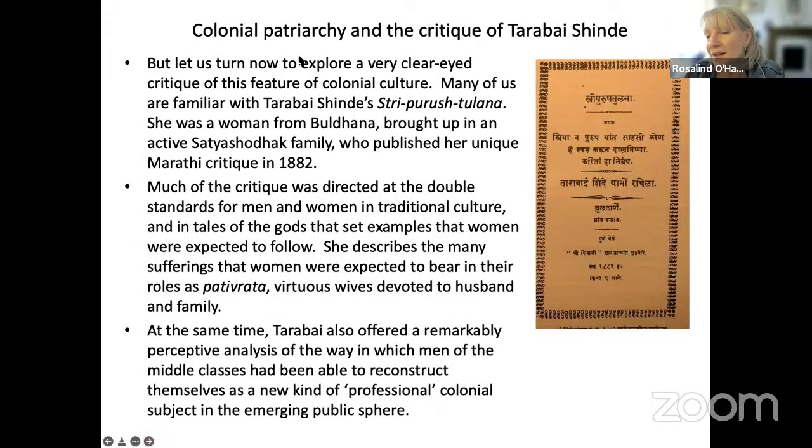Now, that's all very well, but of course, there were many other contemporary observers who were looking at these processes with a very critical eye. If we look at the very impressive and, for me, very interesting figure of Tarabai Shinde, who wrote this now, I think, quite well-known, very early feminist critique, Stri Purush Tulana, the comparison between men and women.